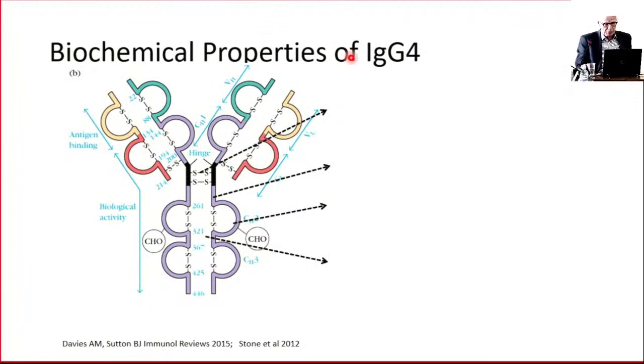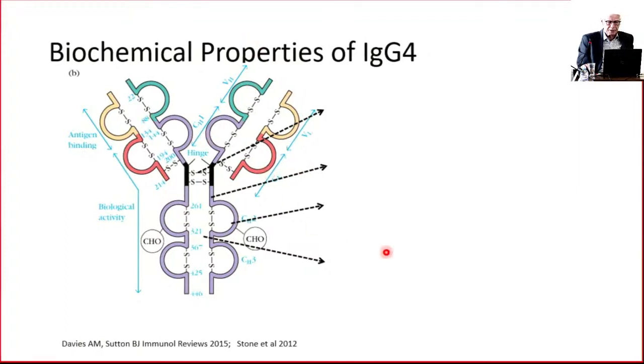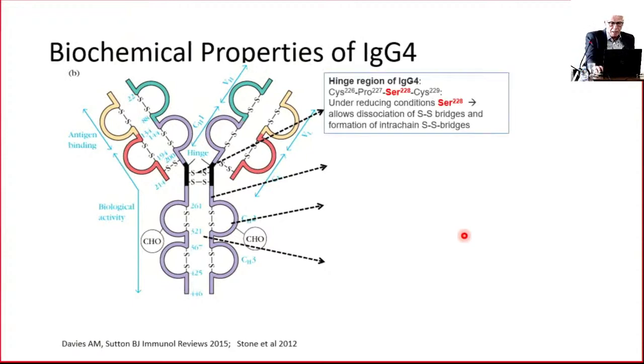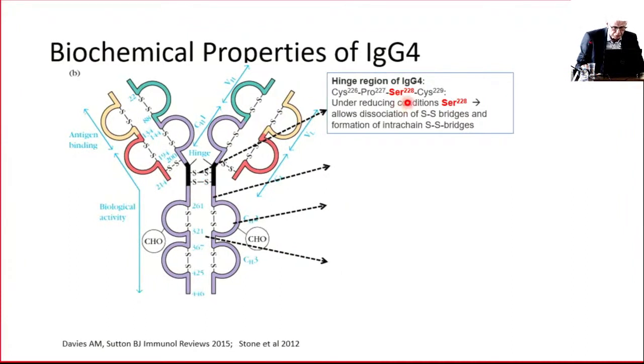Let us have a look at the biochemical properties of IgG4. You have here the light chains and the heavy chains, and you have the antigen binding area of the combined heavy light chain. In the hinge region, there are two SS bridges, and in the IgG4 you have a serine in position 228, and under reducing conditions, this allows the S bridges to be cleaved, such that the molecules fall apart.